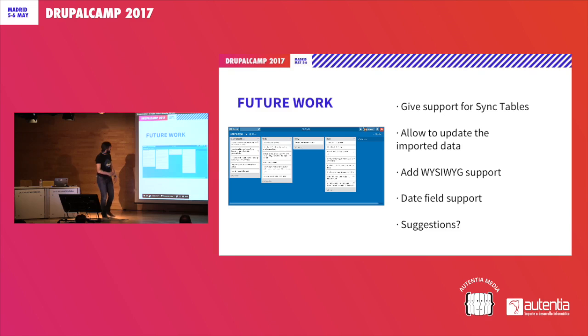Future work: this is a screenshot of the Trello board I created in Seville to keep track of all the things I wanted to do. It includes support for sync tables, to automatically synchronize the data when you change anything in Drupal and push it into Carto, but it requires a paid account in Carto; a different way to update the data; WYSIWYG support; date field support; and of course tests for the modules, because I finished them yesterday, so I had no time yet to create tests.